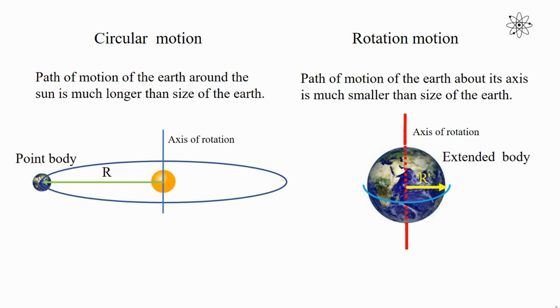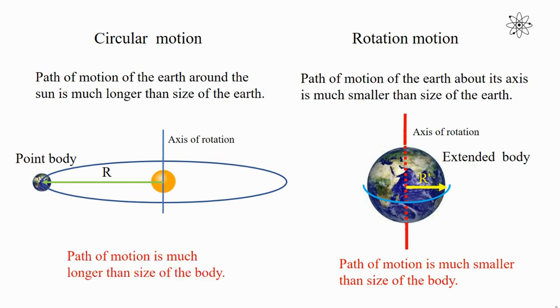From this, I can say, students, for the rotational motion, the path of motion is much smaller than the size of the body. But in the case of a circular motion, the path of motion is much longer than the size of the body.